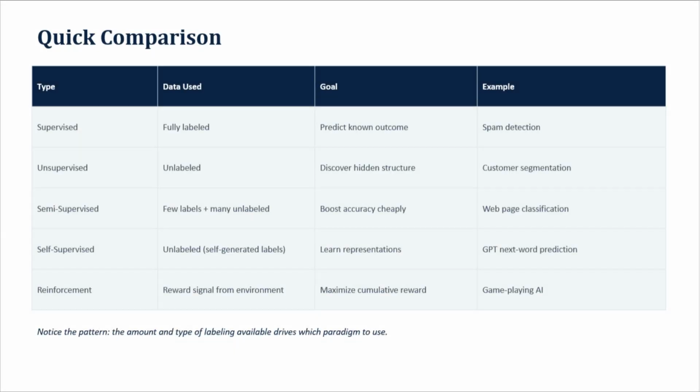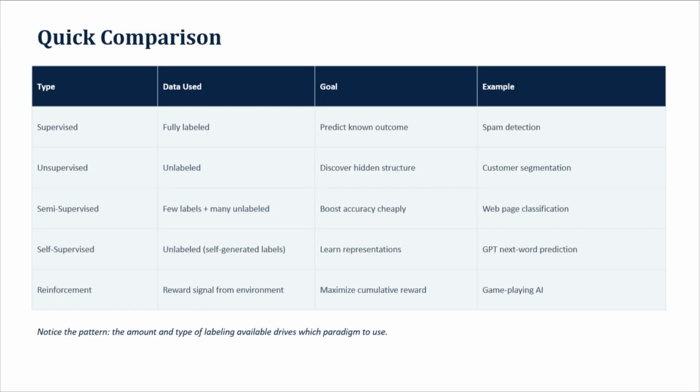Now let's compare all 5 learning paradigms together. In supervised learning, we use fully labeled data to predict known outputs. In unsupervised learning, there are no labels, so the goal is to discover hidden patterns. Semi-supervised learning uses only a few labeled examples along with a large amount of unlabeled data. Self-supervised learning automatically generates labels from the data itself. And in reinforcement learning, there are no labels at all. Instead, the model learns from rewards received while interacting with an environment.